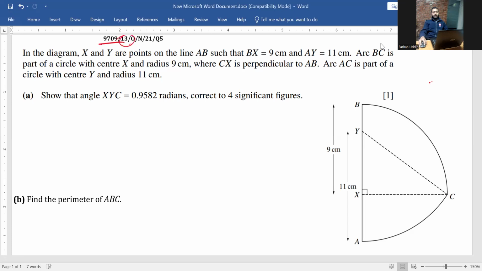Today we're going to solve a maths problem from your first paper 9709, variant 13, session October-November 21, question number 5, and it's from the circular measure topic.